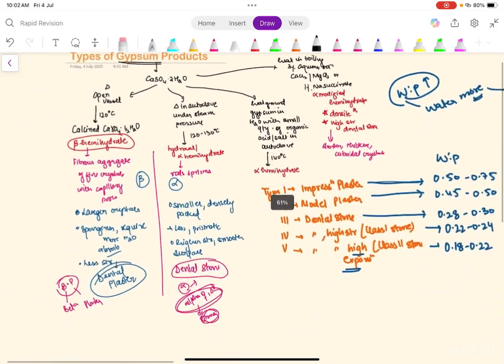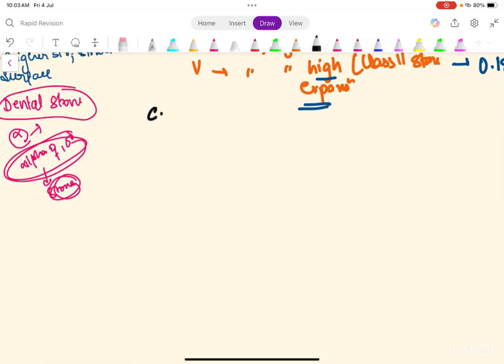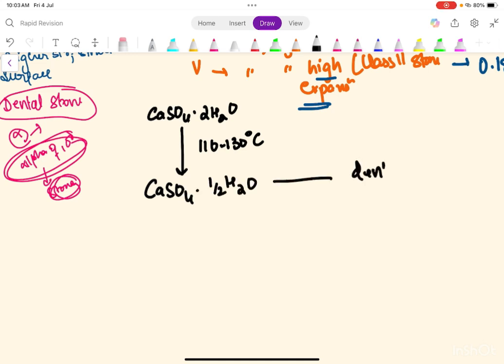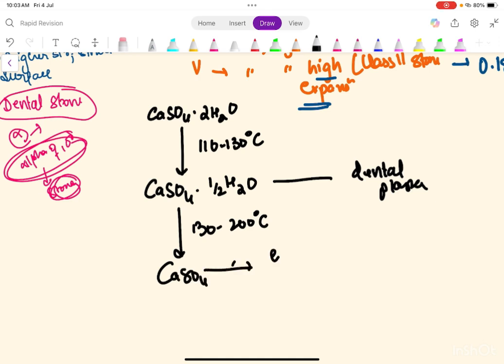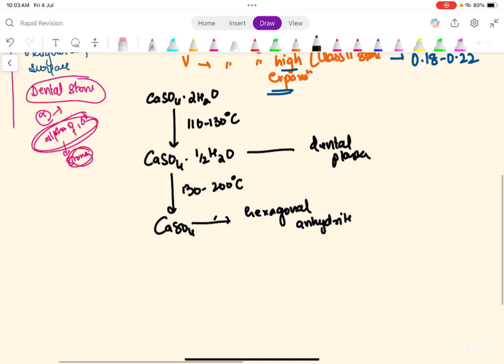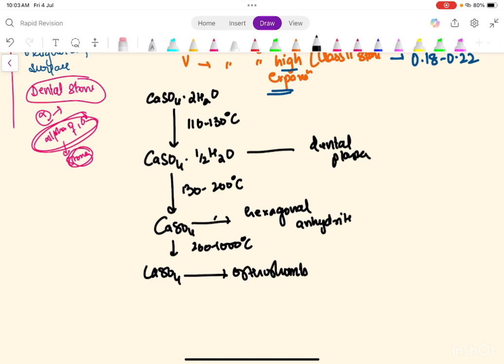Let's just summarize once again what we talked about. First of all, you have gypsum, which is calcium sulfate dihydrate. Then you heat it at 110 to 130 degrees Celsius, and you get calcium sulfate hemihydrate, which is dental plaster. Then you again subject it to 130 to 200 degrees Celsius, and you get calcium sulfate called the hexagonal anhydrite, and then you heat it at 200 to 1000 degrees Celsius, which gives calcium sulfate, the orthorhombic anhydrite. They also ask this, so you should be clear about this too.